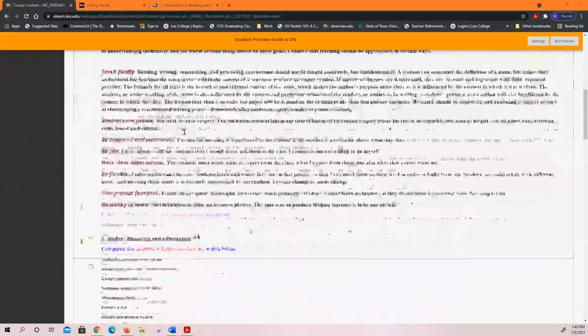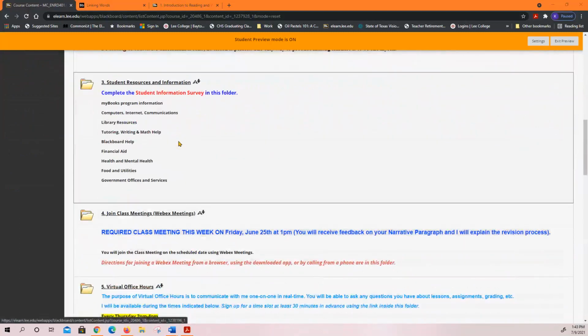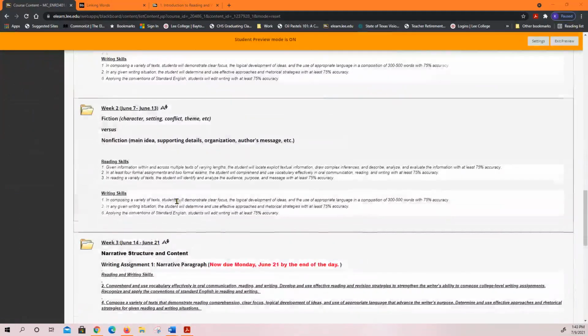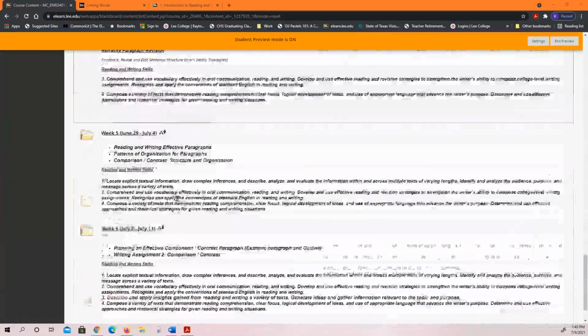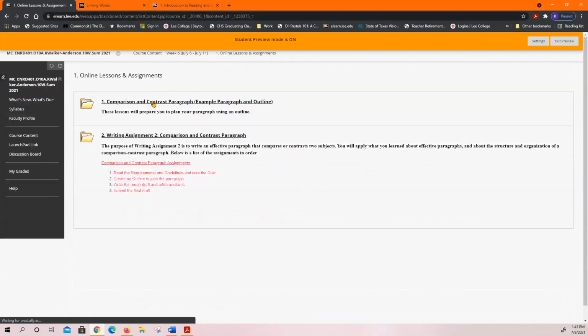But before that, you're going to do a folder with 2 assignments in it to review the structure of comparison and contrast. So you did that last week, but you go through a quick review this week just to refresh your memory. And then you're going to write the paragraph. So go into week 6, online lessons and assignments.